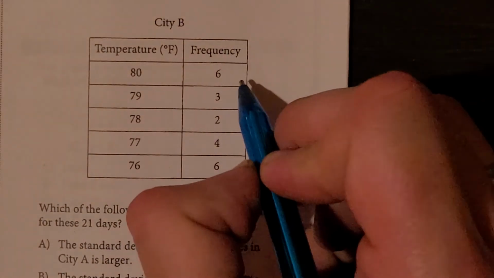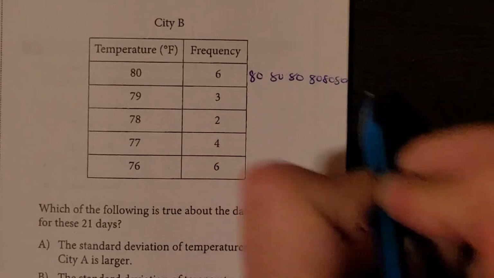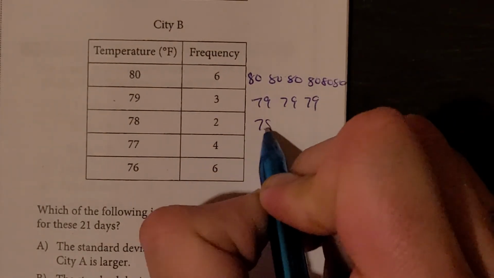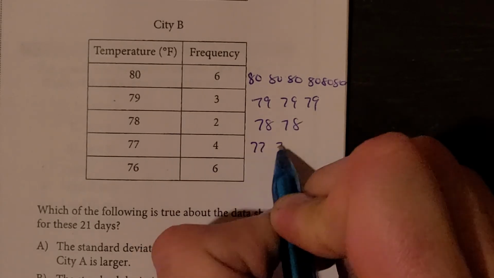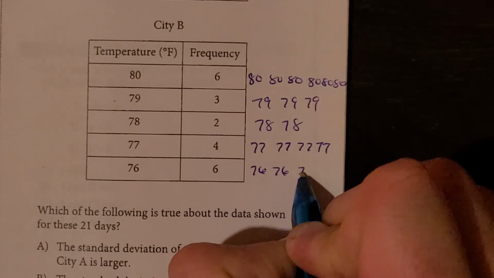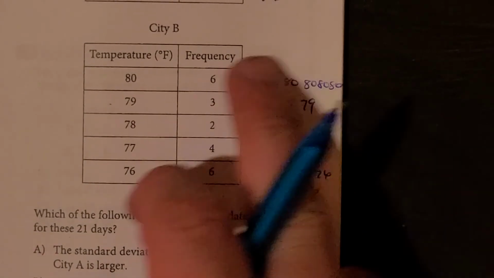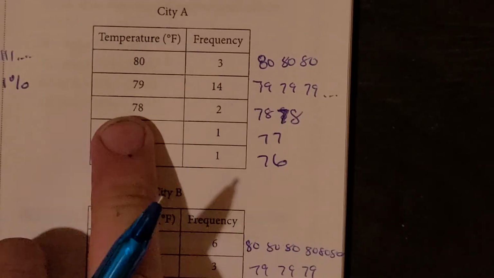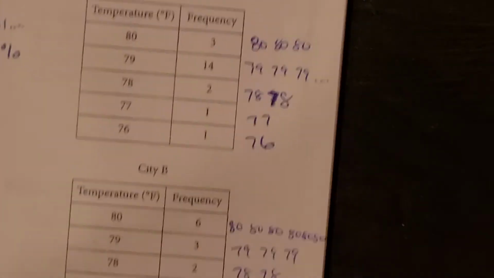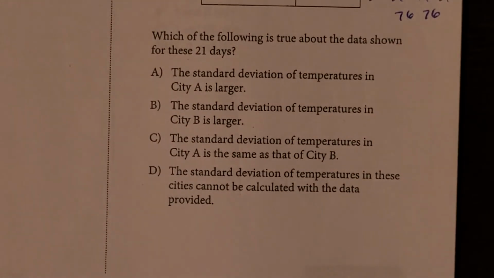Same thing down here. Okay, I had 86 times. I had 79 3 times. I had 78 twice. I had 77 4 times. And then I had 76 6 times. Okay, so you get the general idea. So instead of writing out all these numbers, they just say 80, that's gonna happen 3 times. 79 is gonna happen 14 times. Whatever. Okay. So which of the following is true about the data shown for these 21 days?